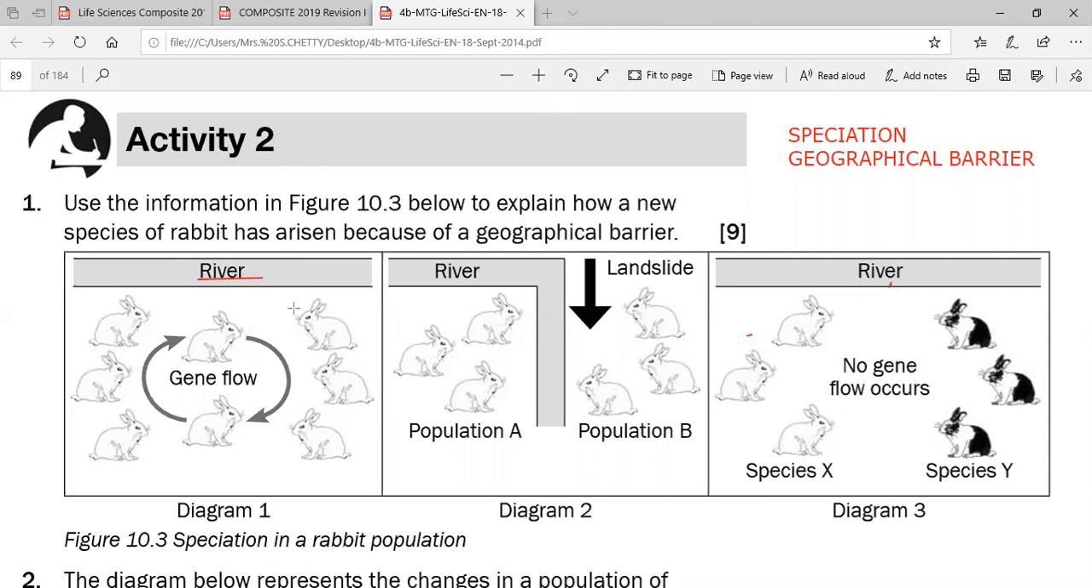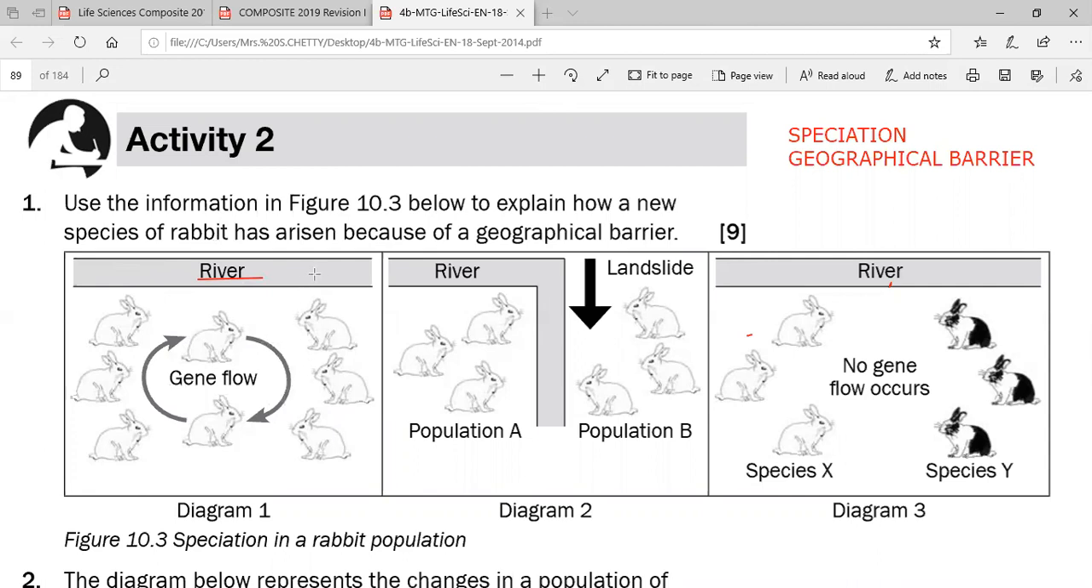And then there's gene flow, meaning there's reproduction occurring. Now, reproduction can only occur if you are of the same species. So there must have been one species here. Remember, a population is organisms of the same species. So there's this one population, a population of rabbits. So there's one species in this population, okay?